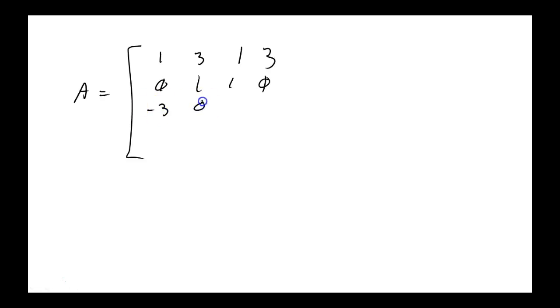Find a basis for the row space of A. Here's A: 1, 3, 1, 3. 0, 1, 1, 0. Negative 3, 0, 6, negative 1. 3, 4, negative 2, 1. This is where you have to be real careful. And 2, 0, negative 4, negative 2.